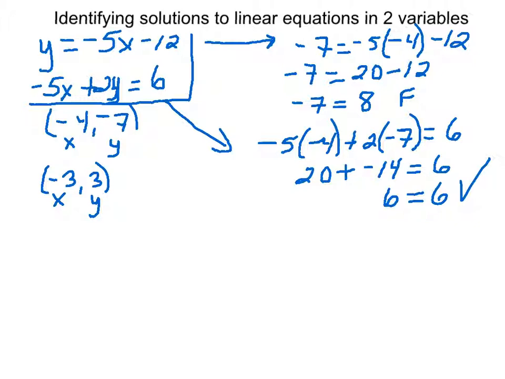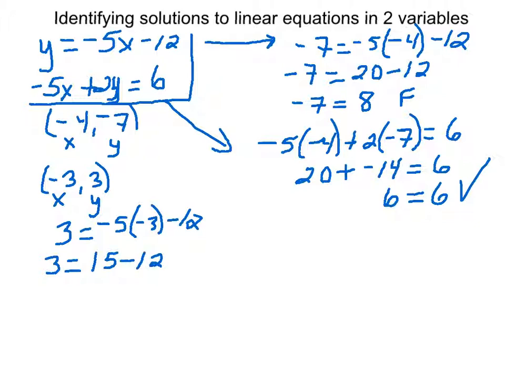Alright, so y is the first thing, so that's 3 equals negative 5 times x, which is negative 3, minus 12. Alright, I got to PEMDAS the right-hand side of the equation. Negative 5 times negative 3 is positive 15. Take away 12. And what is 15 minus 12?